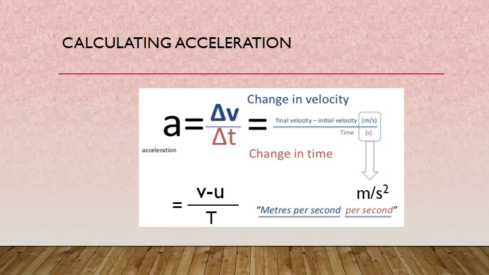Then final velocity minus initial velocity, that is v minus u divided by t, is the formula for a. What are the units of acceleration in SI units? Velocity is meter per second, divided by second, so it is meter per second square. So what are the units for acceleration? Meter per second square. What is the formula for acceleration? Delta v by delta t, or v minus u by t. Can it be positive or negative? It can be both positive and negative, and zero acceleration you will also learn in the next lesson.